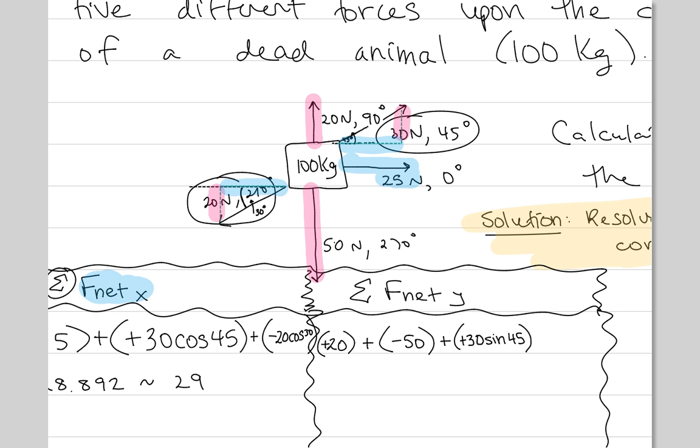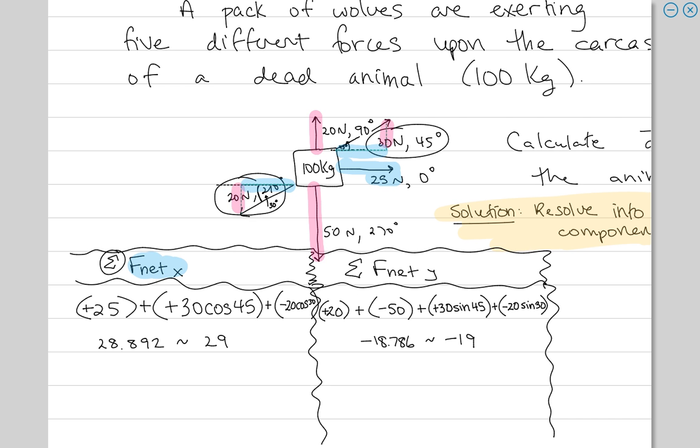What would you choose upward as? Negative? Why? Are you nuts? Oh, okay, yeah. So over here, this 20 newtons at the angle of sine 30 is going to be positive or negative? Okay, good. So negative 20 sine 30. Now we're going to add all that up. So I got roughly negative 19. Did you guys get that?